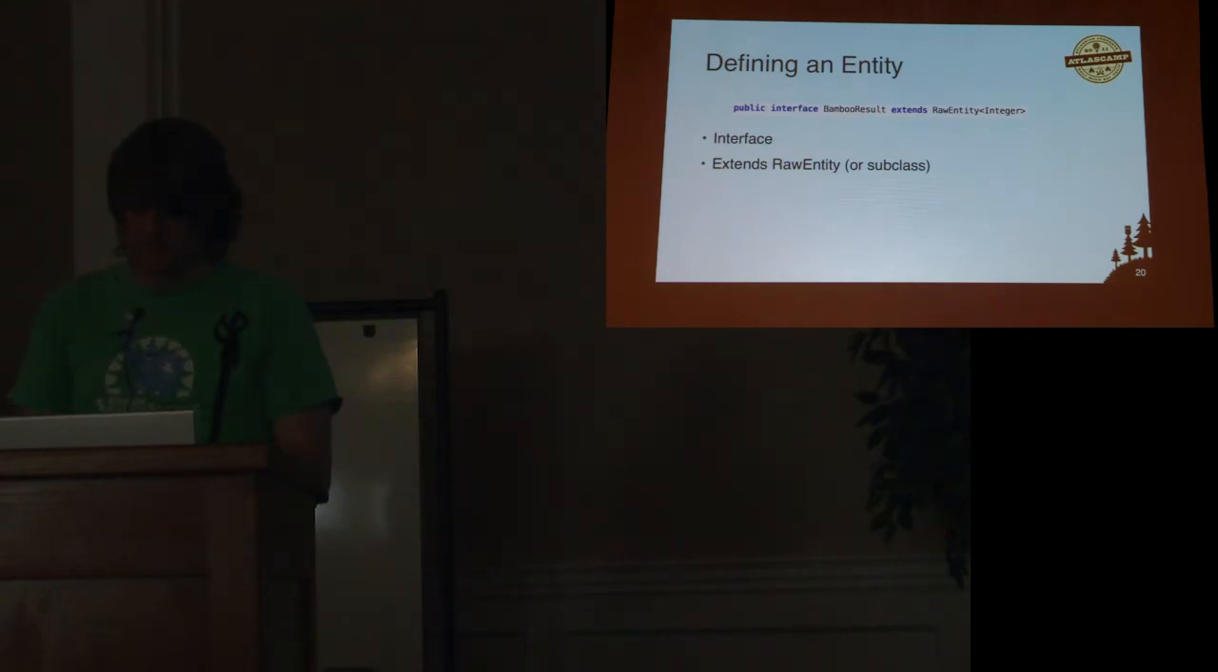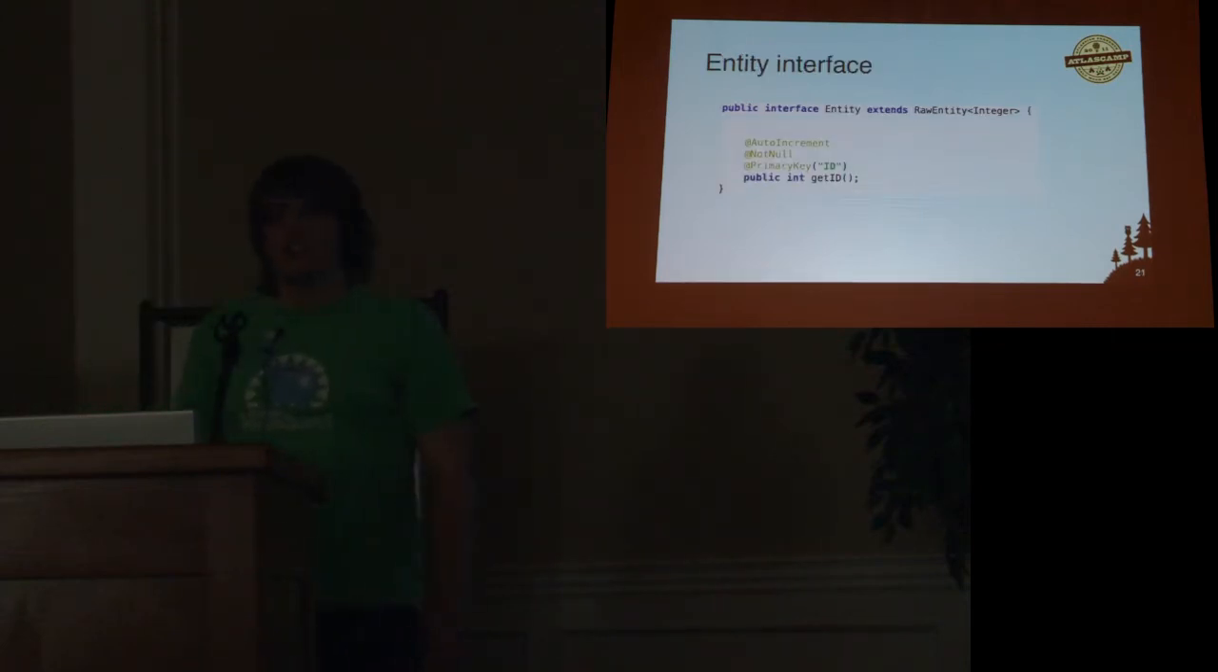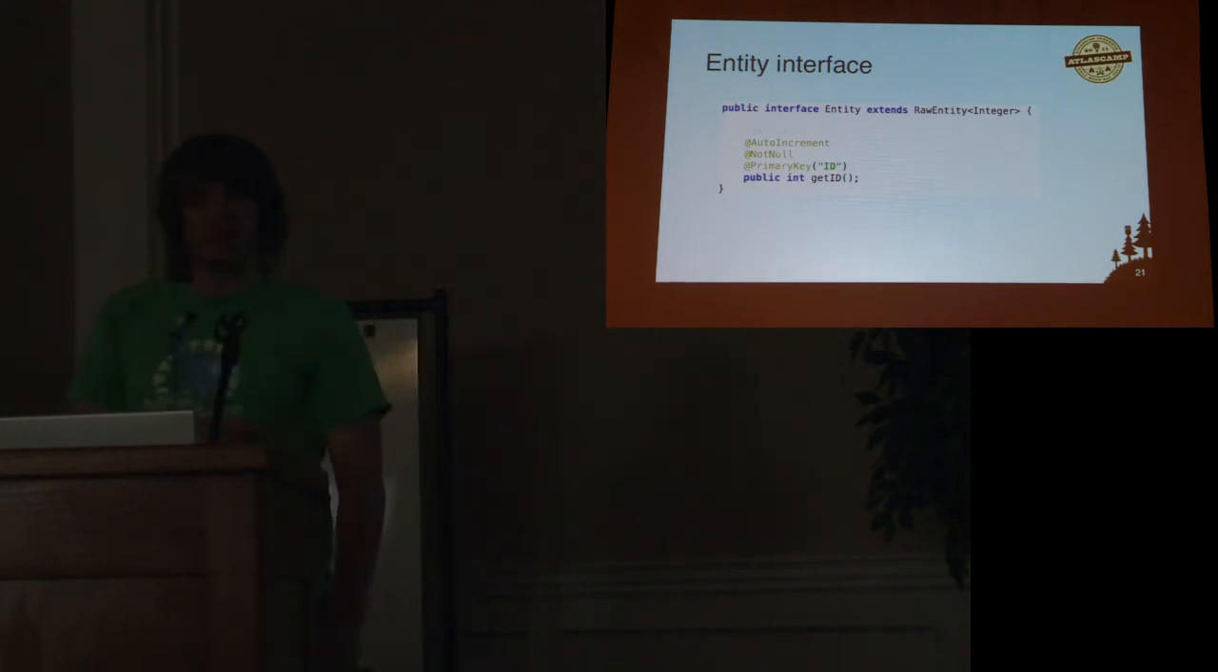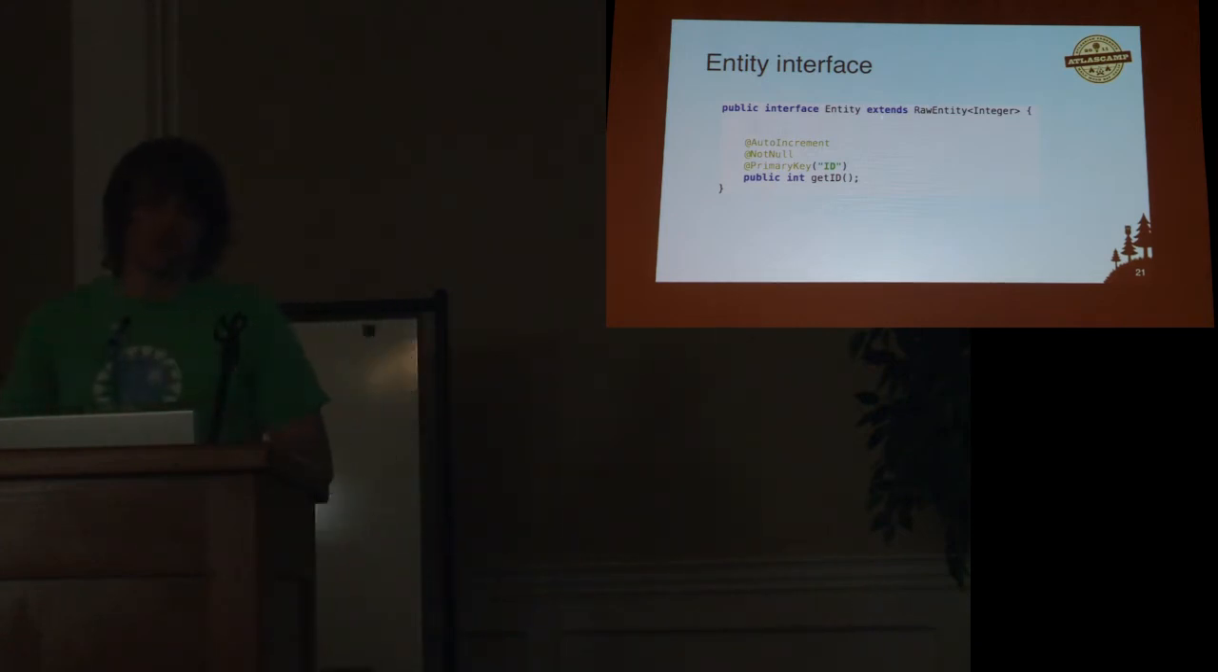But you don't have to use this RawEntity directly. There is a convenience interface, the Entity interface, which will provide you that ID for free. So if you don't care what that column name is, or you don't really care what your unique identifier is, then it's probably best you use this one. Otherwise, if you need more control, then use the RawEntity directly.